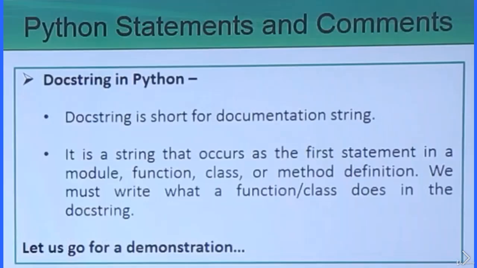Now let me discuss what a docstring is. Docstring is a short form of documentation string. It is a string that occurs as the first statement in a module, function, class or method definition. That should be the first statement.